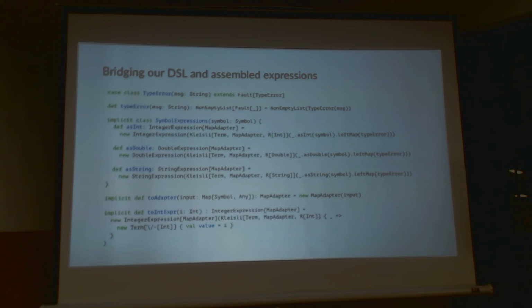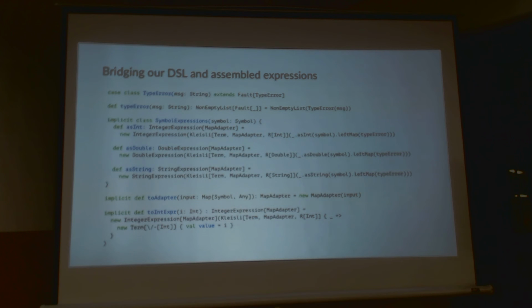Now we're going to bind everything together. We have type error indication. We have symbol expressions here where we're saying, okay, if you have a symbol, you could say as and as double as string, and it'll actually create the expressions with the Kleislis defined within them. And we have a convenience here to adapters so that if you're passing to your expression a map, you don't have to wrap it with this adapter. It'll wrap it for you.